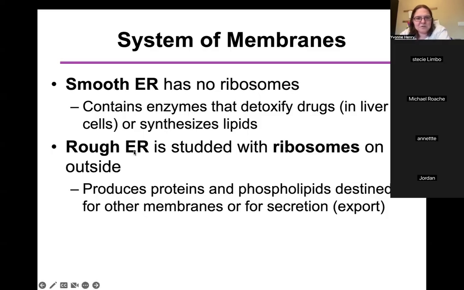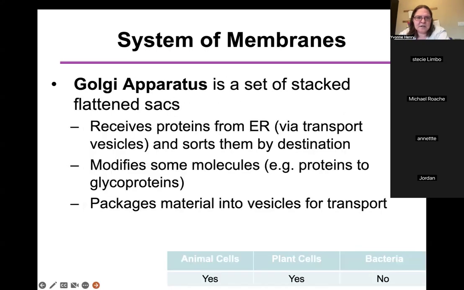The rough endoplasmic reticulum produces a lot of those proteins because that's what the ribosomes function as, and it makes the phospholipids that are going to the outer phospholipid membrane of the cell. It would kind of replace the old ones that may be dying or just getting into trouble. Okay.